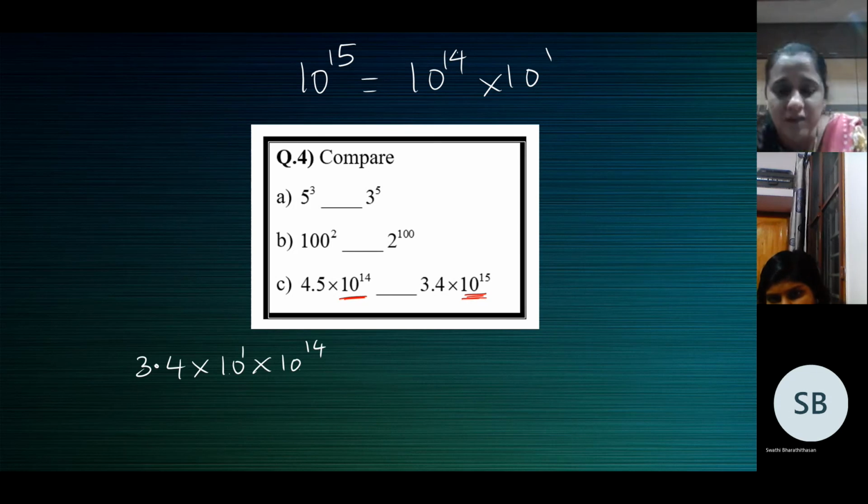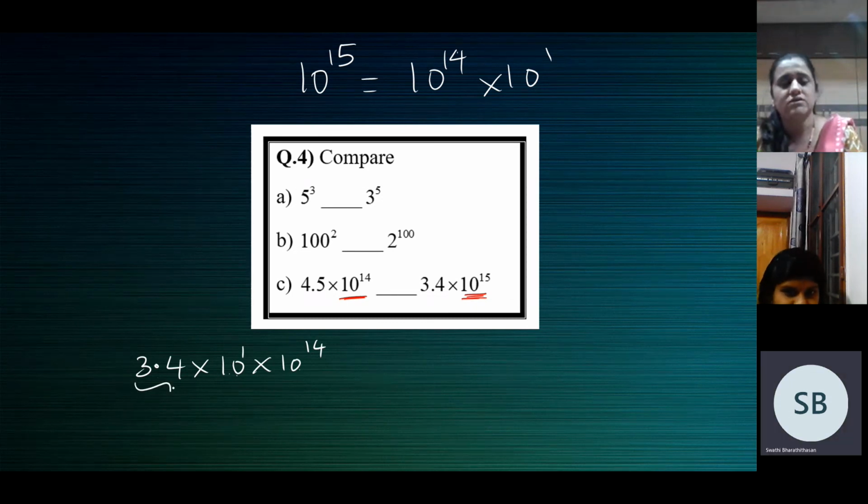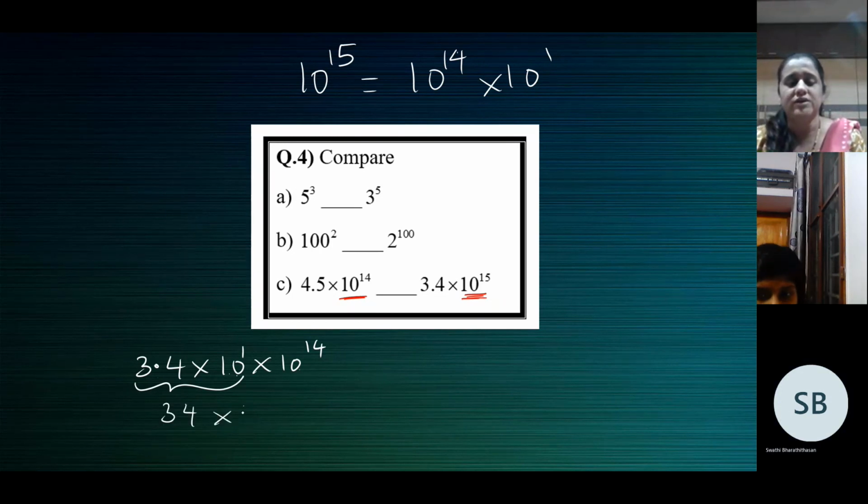Okay, see, I'm just trying to write 10 to the power 15 using 10 to the power 14. So it is 3.4 into 10 to the power 1 into 10 to the power 14. Now, what is 3.4 into 10? 10 to the power 1 meaning 10. What is it? 34, ma'am. 34 into 10 to the power 14.